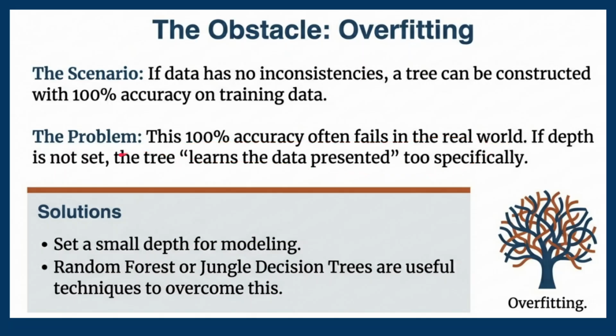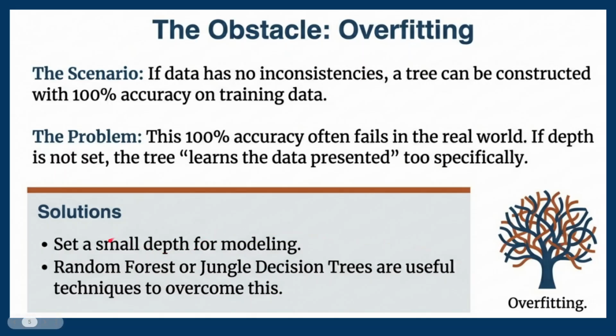Now the depth is also not set. What happens? The tree learns the data represented. Whatever data is given to it, it will be learning. That means the accuracy may be a little less. Okay, so this is the picture showing the overfitting. So too many branches of a tree is overfitting. That is why we came out with the pruning model in the previous slide.